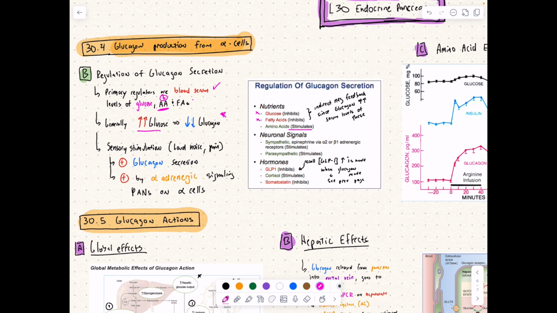Then you have, this one's a little funny I think, sensory stimulation, which will increase glucagon secretion. So think there's a loud noise or you have pain, and your body's going to respond to that by saying, hey, we need to make sure that we can deal with this, so how about you pump out some fuel from storage and let our muscle cells do what they need to do.